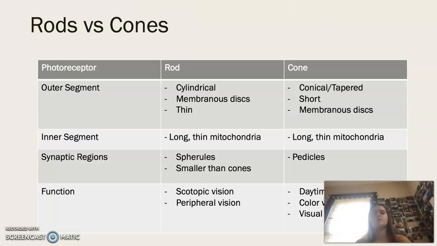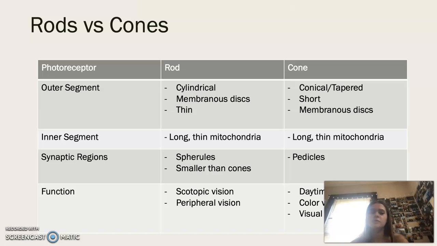And now we want to understand how structure aids function between rods and cones. We're going to take a look at the differences in structure and some of the same things in rods and cones. So to start off with, rods are very cylindrical in shape.